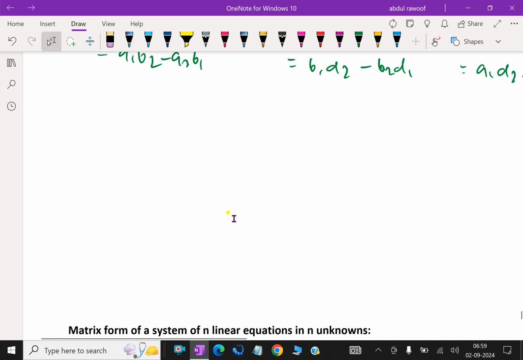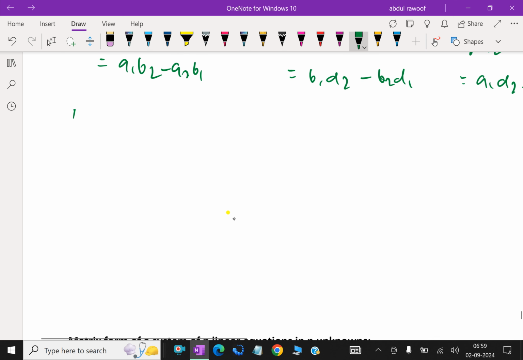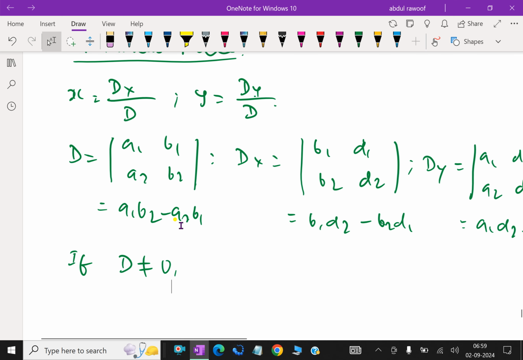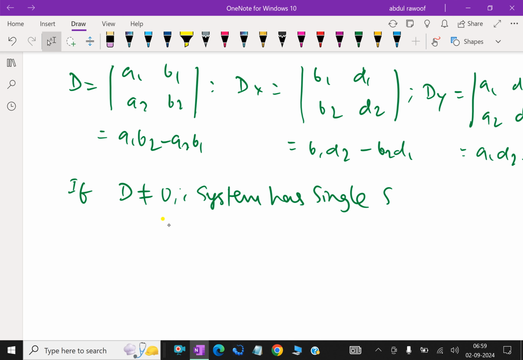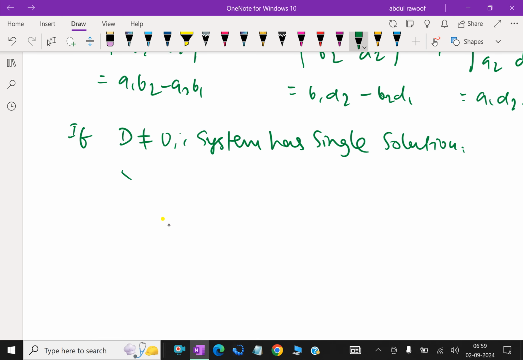Now consider the system. If d is not equal to 0, then the system has a single solution, that is x equals dx over d, y equals dy over d.